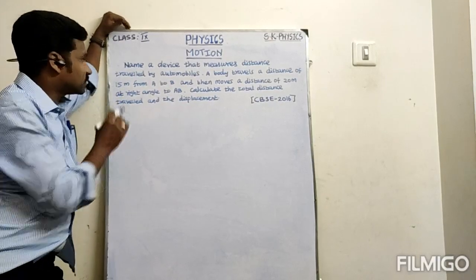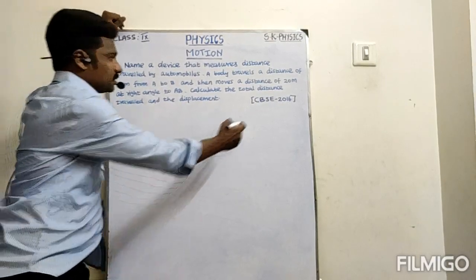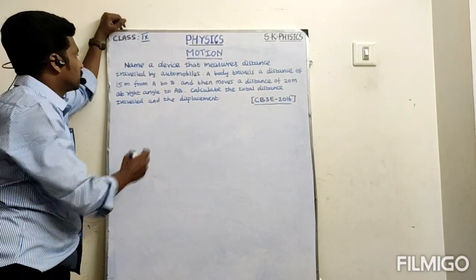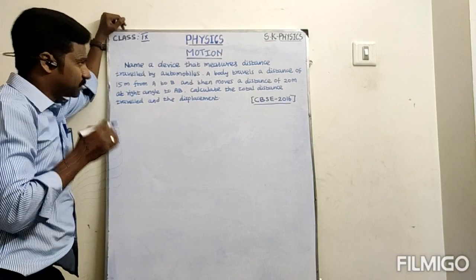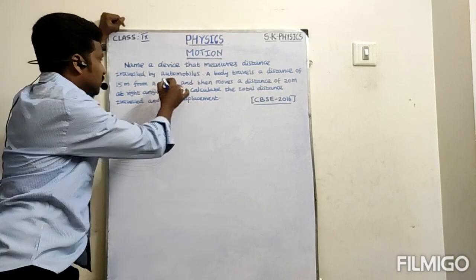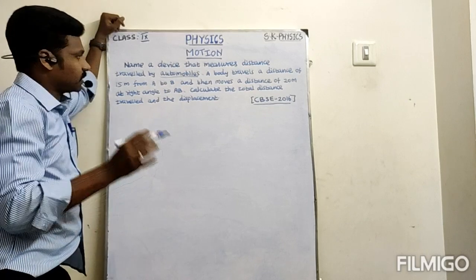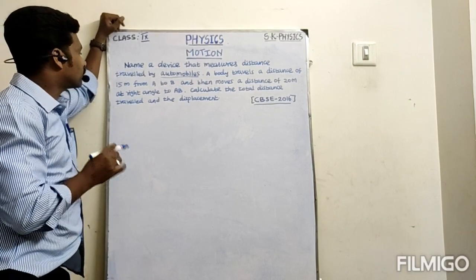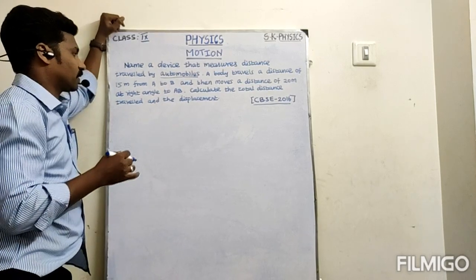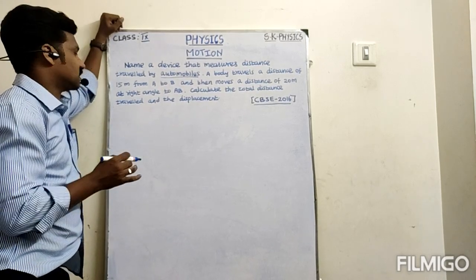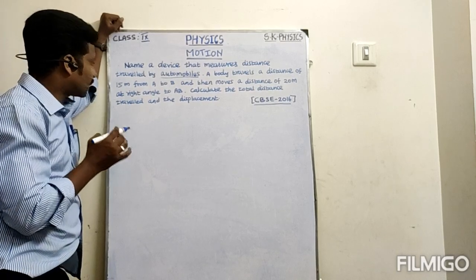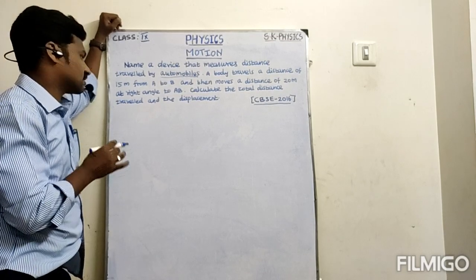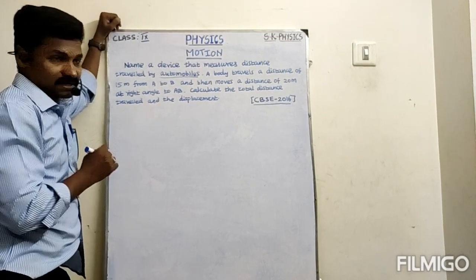Dear students, the next question from 9th standard motion chapter. This question is asked from the 2016 CBSE. See the question. Name a device that measures the distance traveled by automobiles. Then a body travels a distance of 15 meter from A to B, and then moves a distance of 20 meter at right angle to AB. So calculate the total distance traveled and the displacement.